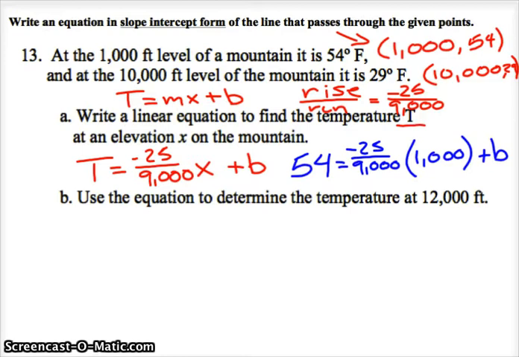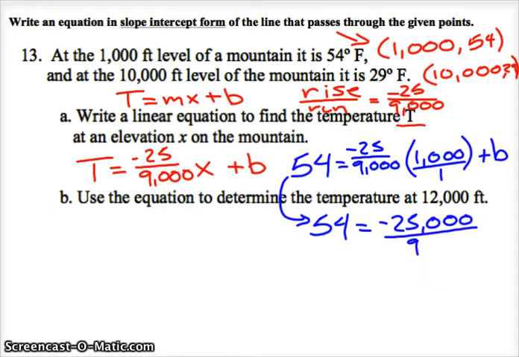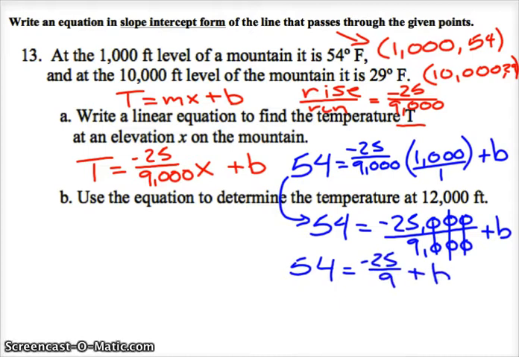Simplifying, I'm going to get 54. I'm going to move down here. 54 is equal to negative 25 times 1,000. Remember, that's over 1. So that'd be negative 25,000 over 9,000 plus b. I'm going to go ahead and simplify this. I can cross the zeros out. So I'm left with just 54 is equal to negative 25 over 9 plus b.